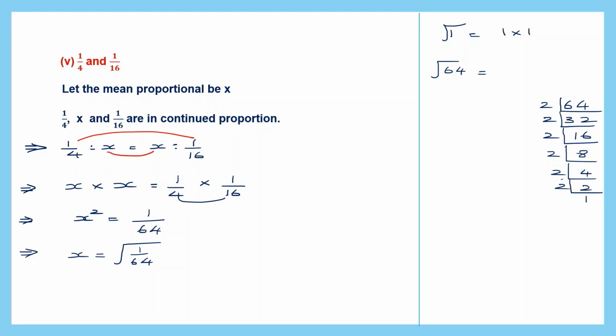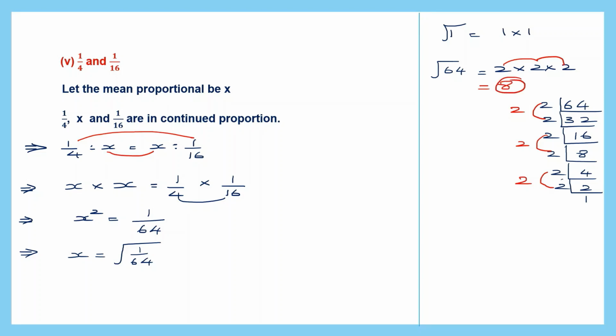So we can pair it up here itself. So put it into groups of 2. So there's one group, another group, another group. Take one from each group, 2, 2 and 2. So the square root of 64 is 2 into 2 into 2. And how much is that? 2 2s are 4, 4 2s are 8. So the answer here is 8.